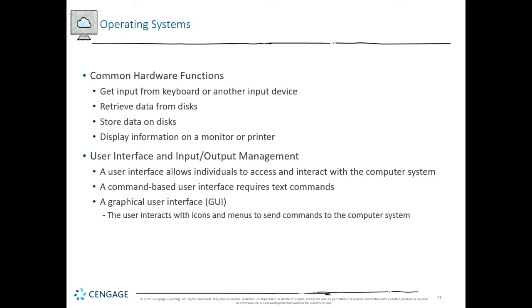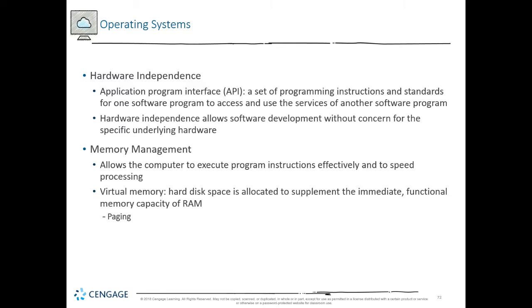Operating system common hardware functions: get input from the keyboard or other input devices, retrieve data from disks, store data on disks, and display information on a monitor or printer. User interface and input-output management. A user interface allows individuals to access and interact with the computer system. A command-based user interface requires text commands. In a graphical user interface, or GUI, the user interacts with icons and menus to send commands to the computer system.